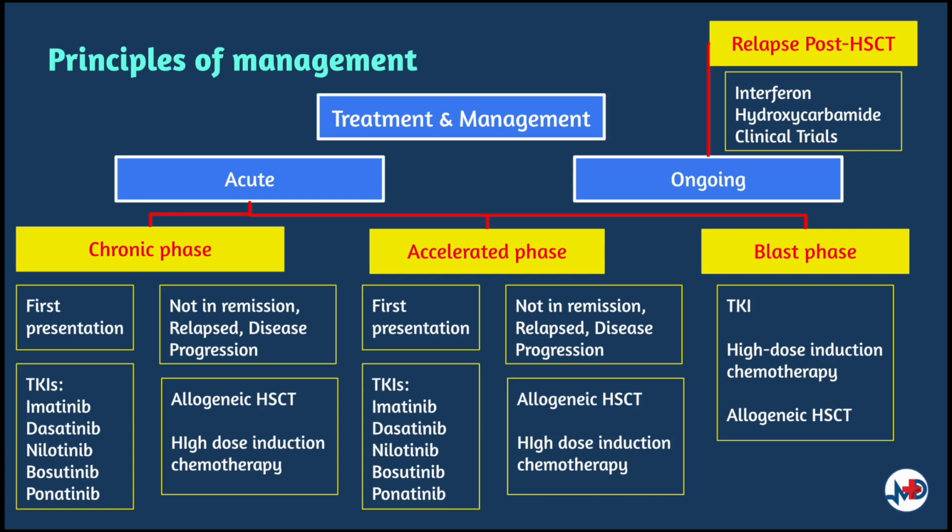For relapse, even after allogenic stem cell transplant, it is not an option. First, consider the use of interferons or hydroxycarbamide. Supportive treatment include leukapheresis for white blood cells counts exceeding 300,000 cells per microliter and splenectomy for severe or painful splenomegaly.